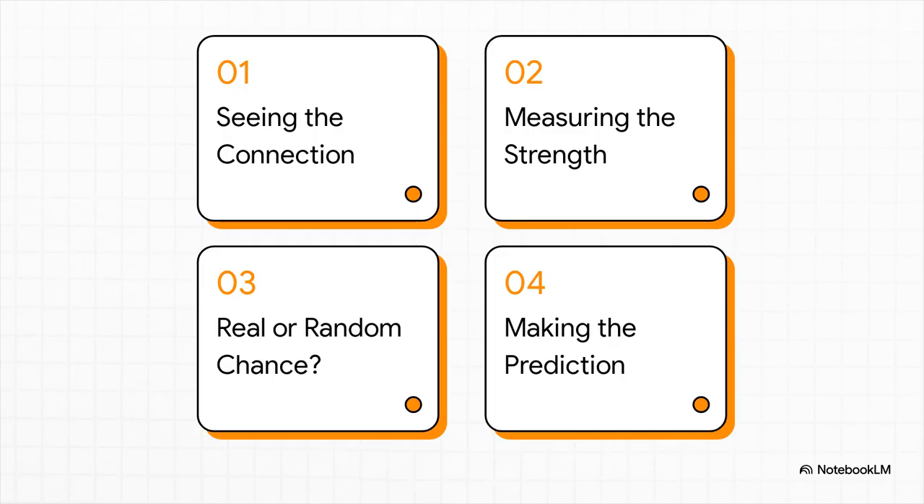Okay, so here's our game plan. It's a 4-step journey. First, we're going to learn how to literally see a connection. Then we'll figure out how to put a number on it, how to measure its strength. After that, we'll ask the big question. Is this for real, or is it just a random fluke? And finally, we'll use that connection to actually make predictions about the future.